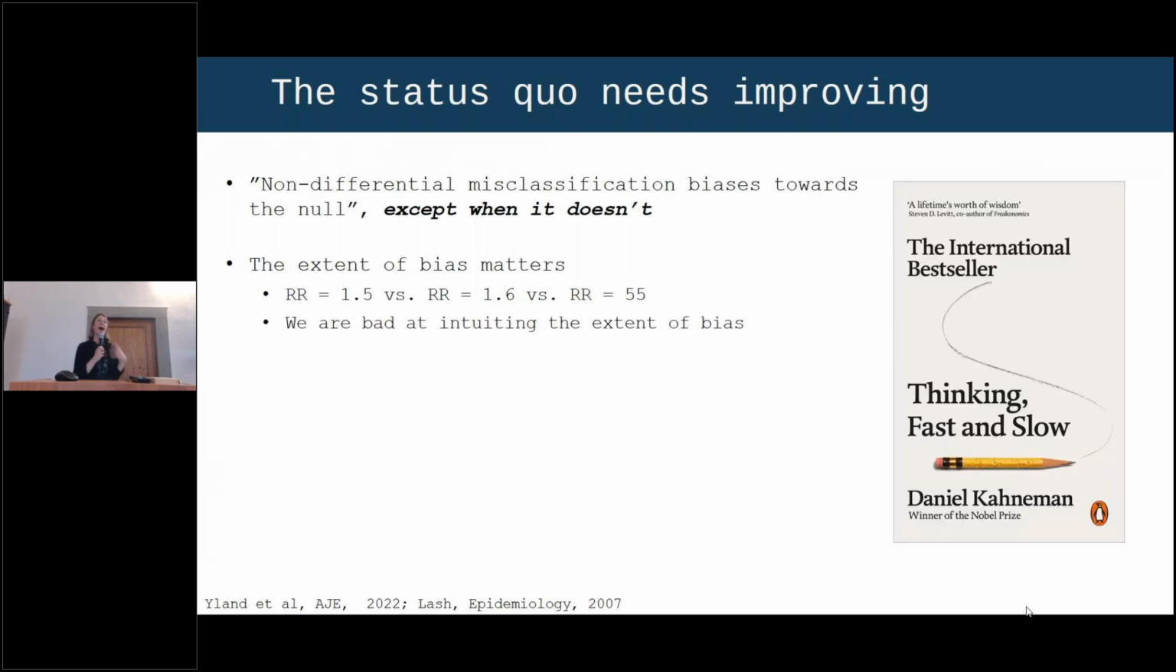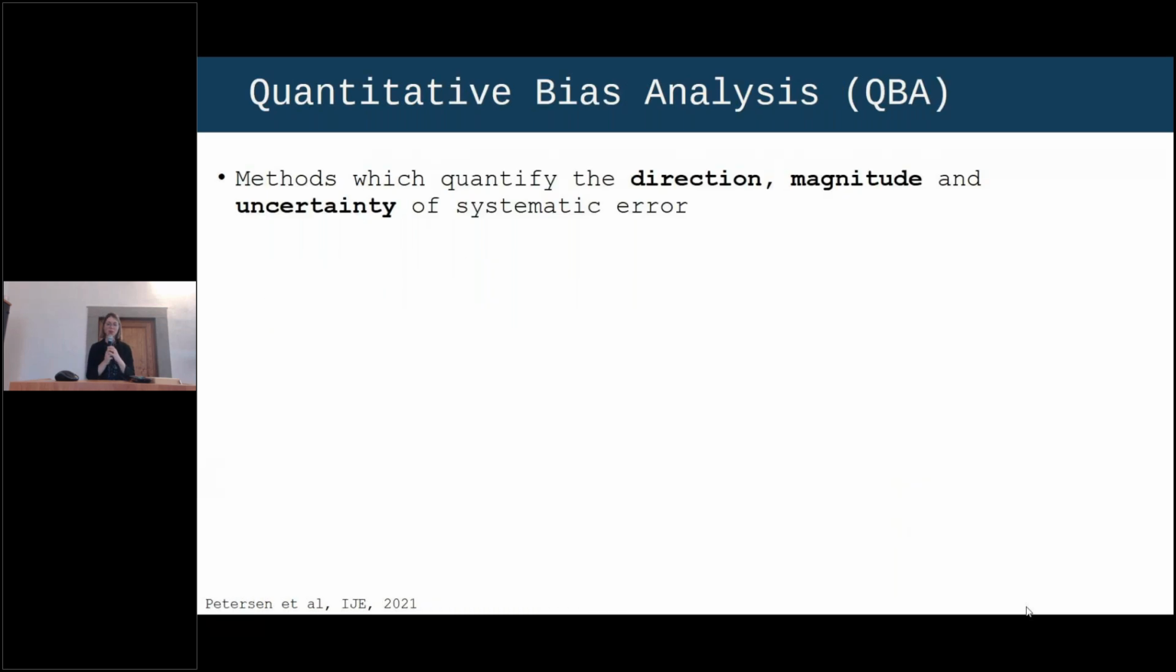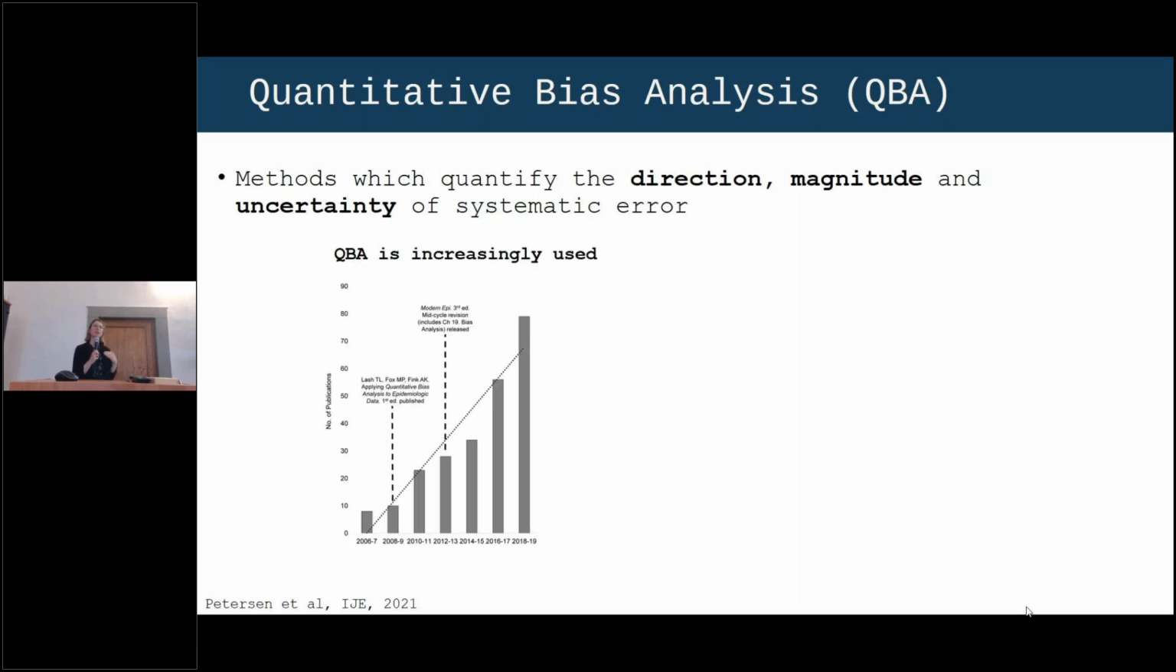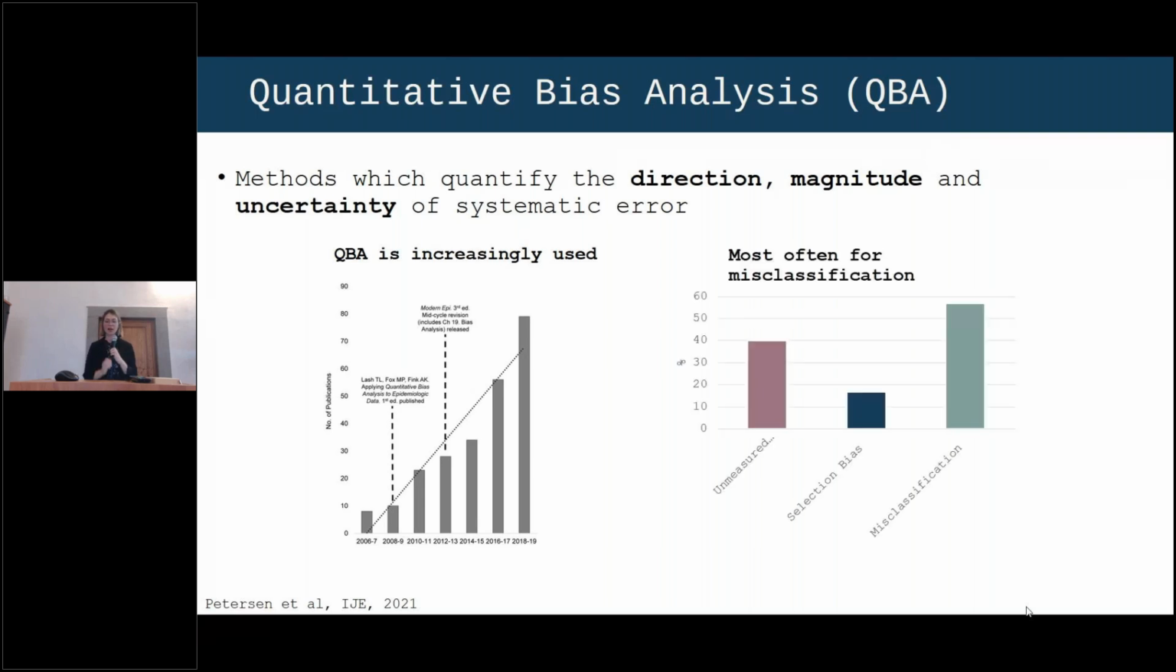It's also true that we are quite bad at intuiting how large these kinds of biases are, and there's lots of different work from other disciplines in psychology laying that out. So what is quantitative bias analysis? Quantitative bias analysis is a set of methods that allow us to quantify the direction, magnitude, and uncertainty of systematic error. I think it's fair to say that QBA is increasingly used, although not as often as I think we would like to see it used.